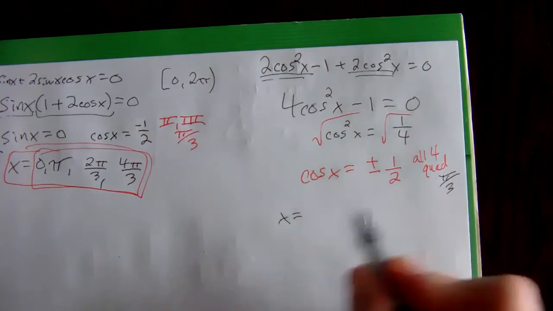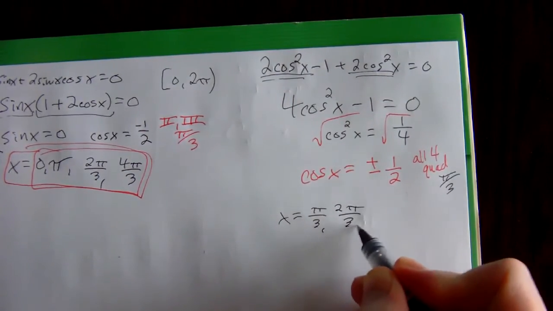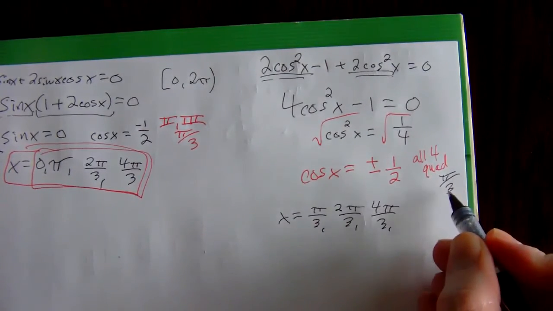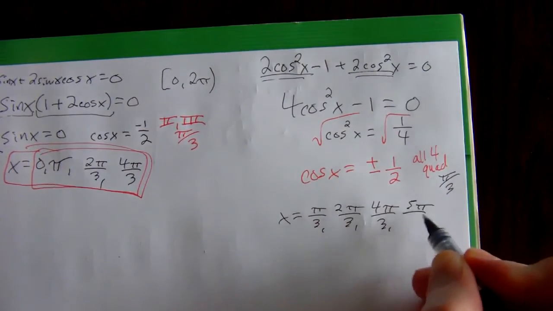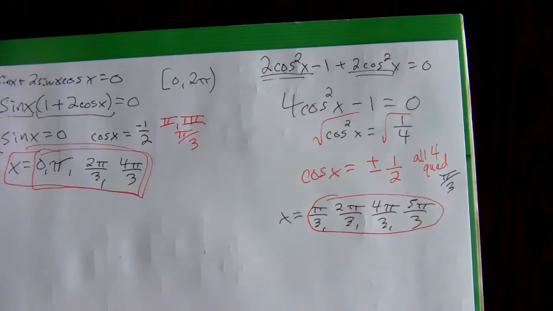So quadrant 1 is your reference angle. Quadrant 2 is 1 number smaller on the top. Quadrant 3 is 1 number higher on the top. And then quadrant 4 is double that, which is 6, and subtract 1. So we'll get 5 pi over 3. And then we get 4 answers for that one.